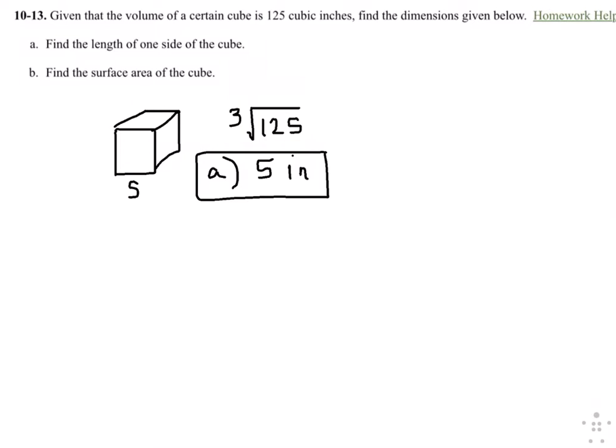Okay, so all the faces are the same, right? This is a face, this side here is a face. And there's 6 of those faces. So one of the areas of that is 5 times 5.